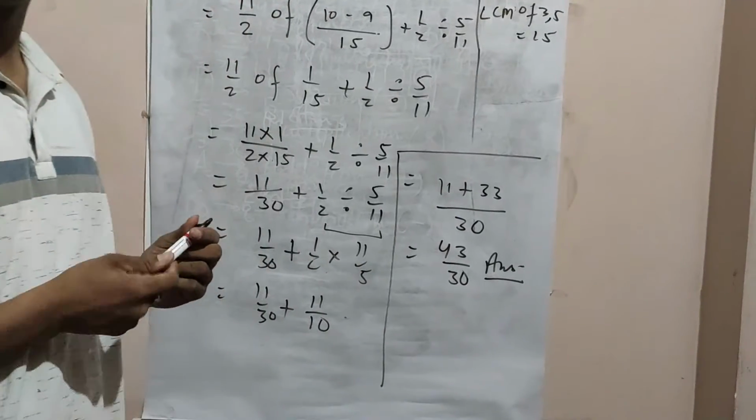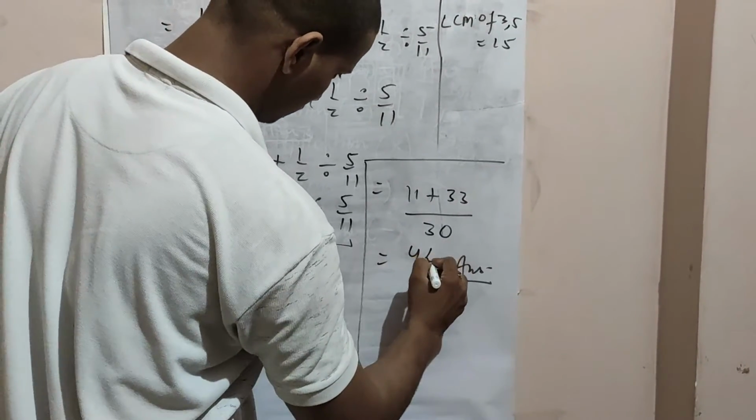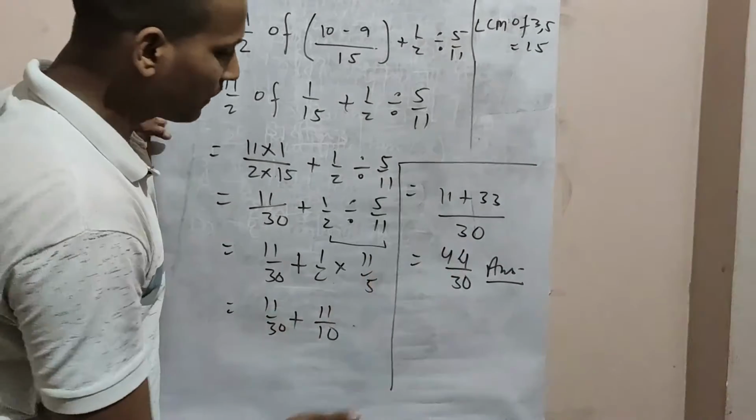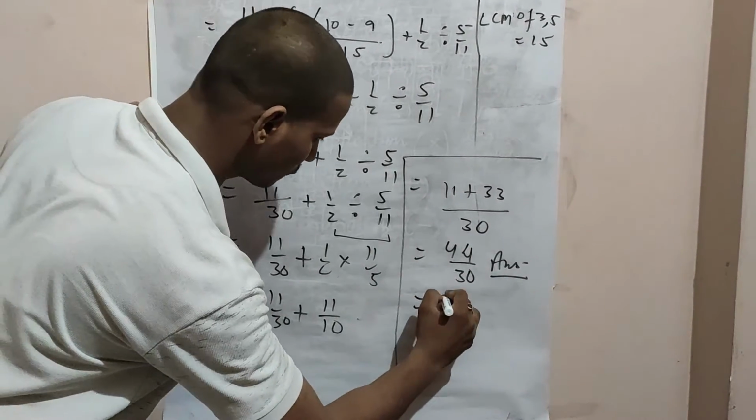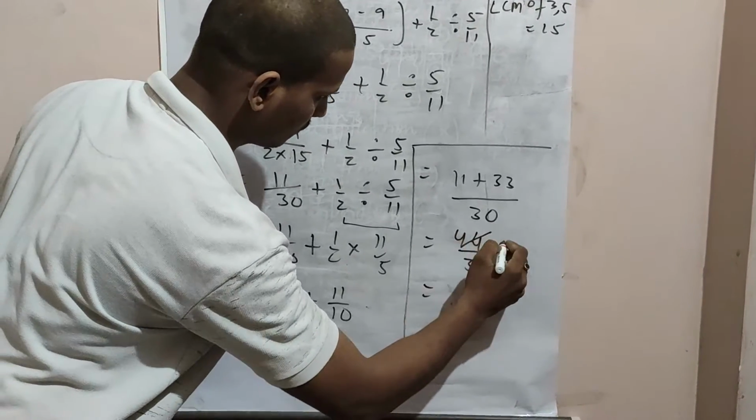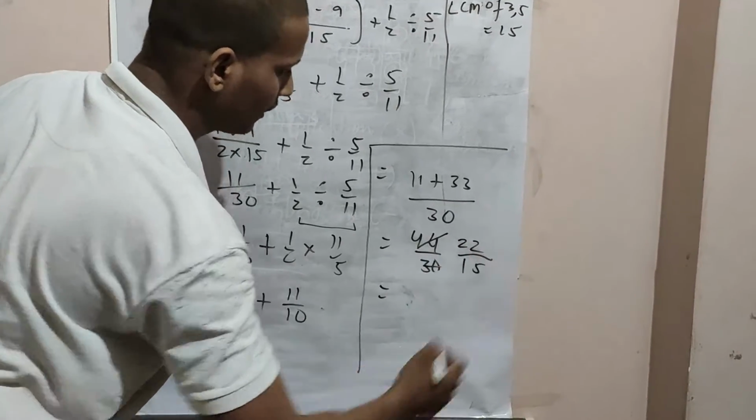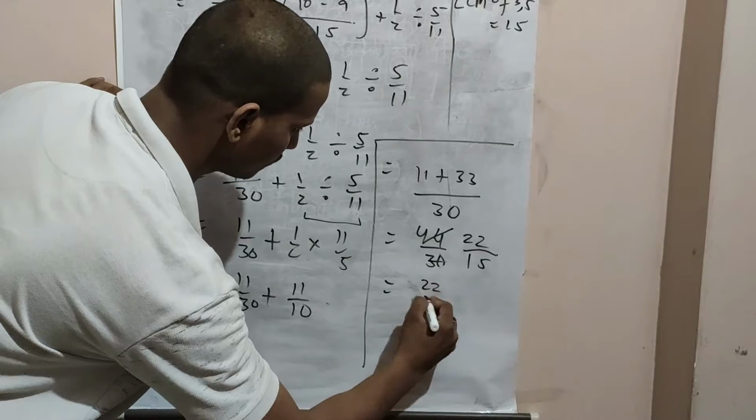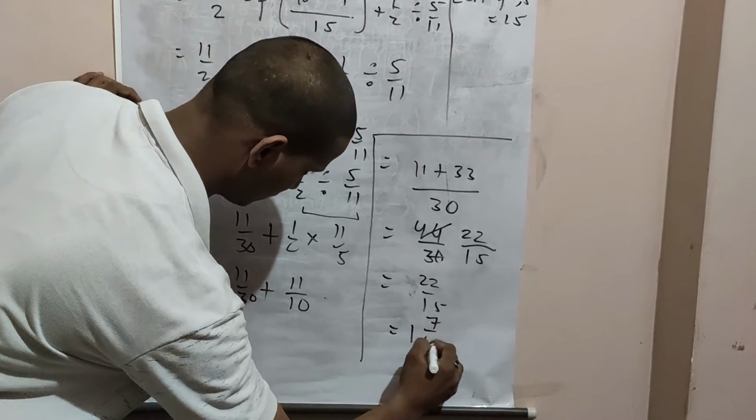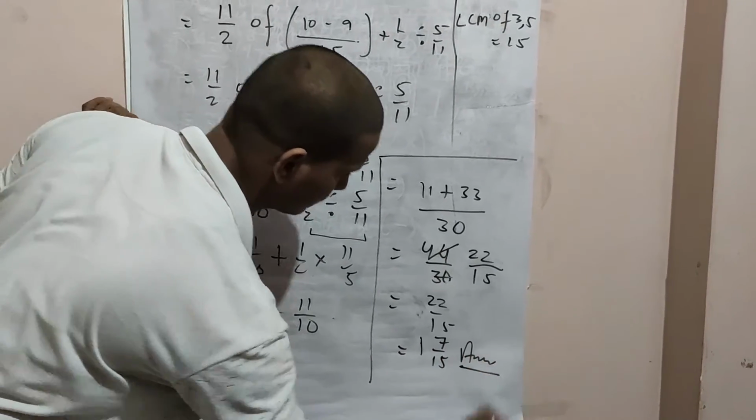Okay, sorry, it became 44 by 30. Okay, so you can simplify also. If you want to simplify, first it will be simplified to 22 upon 15, and no more simplification is there, so 22 by 15, and that becomes 1 whole 7 by 15 is the answer.